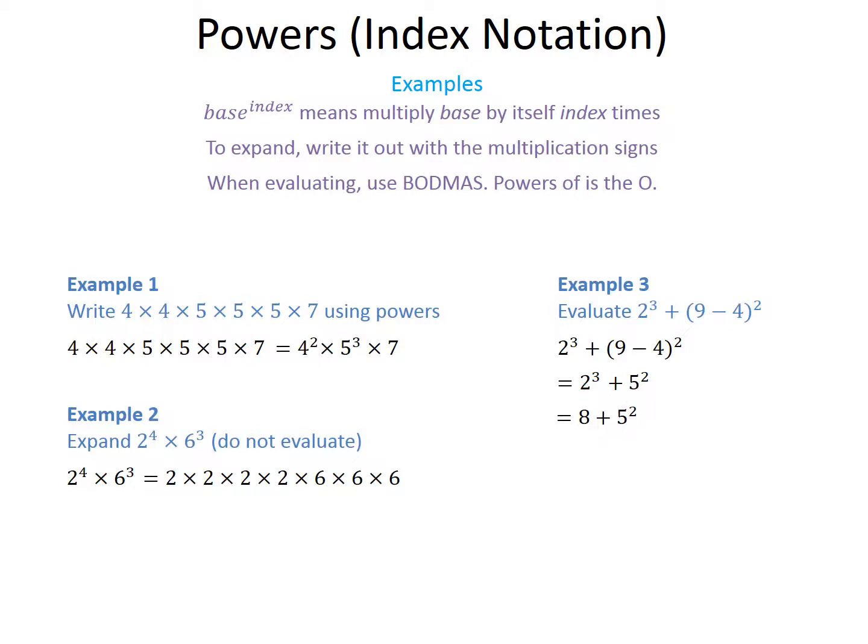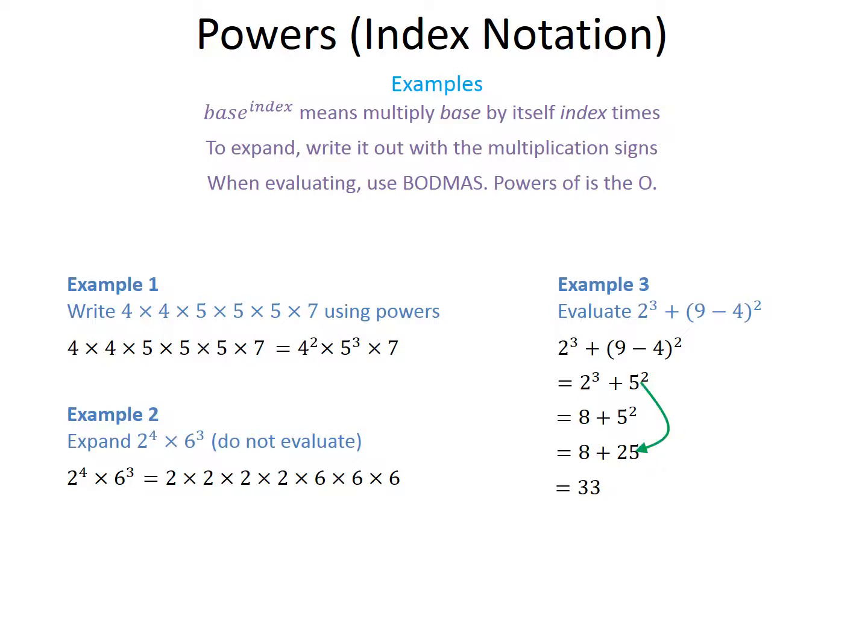This one I haven't used yet. What's 5 times 5? Well, 5 times 5 is 25. That one was okay. And so I can just write that down. And now finally, what's 8 plus 25? It's equal to 33.